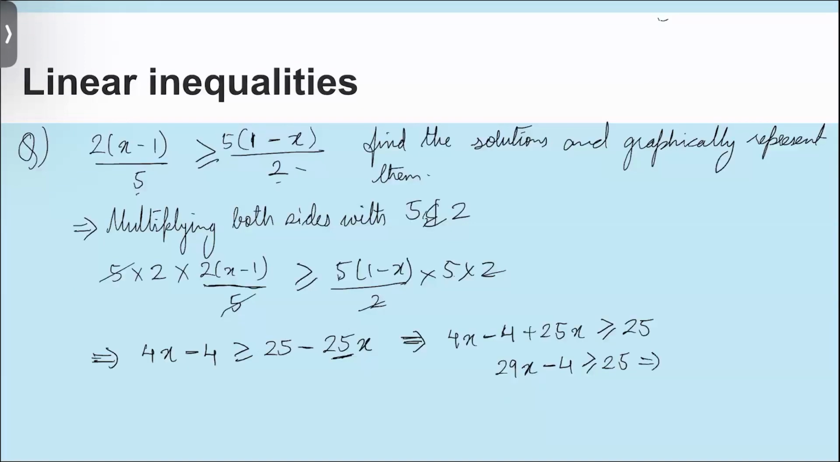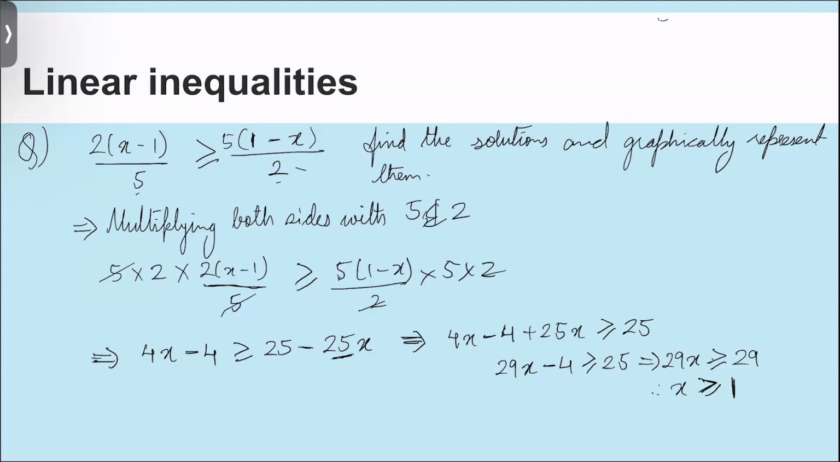Quickly, if we add plus 4 on both sides, we get 29x. Plus 4 and minus 4 get cancelled, and that would be 25 plus 4, so that is 29, and therefore x is greater than or equal to 1. Okay, so we have got the solution that x is greater than or equal to 1.